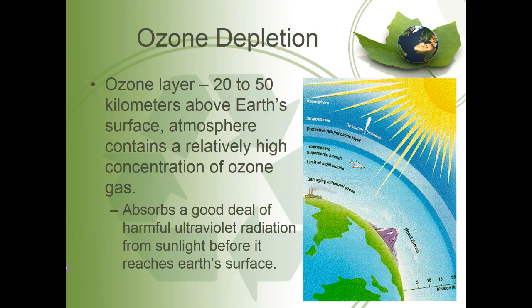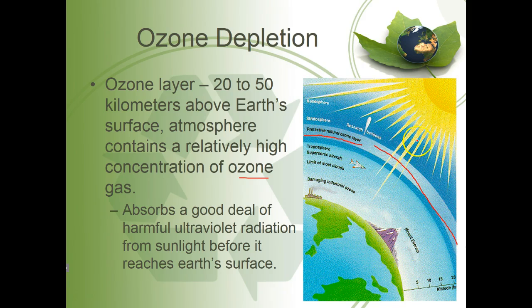Okay. Ozone depletion. What happens when we use a lot of these chemicals? We deplete ozone, and 20 to 50 kilometers above Earth's surface in the atmosphere, we contain a relatively high concentration of ozone naturally. Okay, you can see it up here. Here is a protective natural ozone layer over the top of our atmosphere. Okay, so you get an atmosphere, you get a stratosphere, you get the mesosphere, but between the stratosphere and the atmosphere, there's a protective natural ozone layer. This is like our sunscreen.